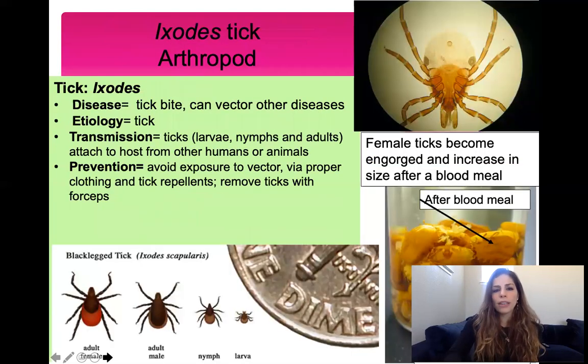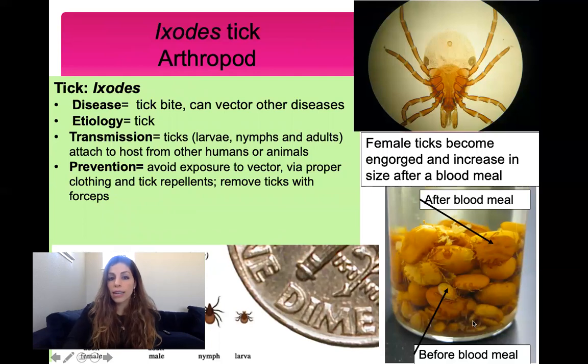The next arthropod is the Ixodes tick. This causes a tick bite. This is what the tick looks like. And the tick attaches to the host from other humans or animals. Prevention is to avoid the vector. And if you do get a tick, remove it with forceps. So you can see the lifestyle of a tick from the larva, which is very tiny, all the way to the adult. When we look at some ticks here, the female ticks that have taken a big blood meal are very engorged. They're huge. It's really disgusting. But before a blood meal, they're very small.